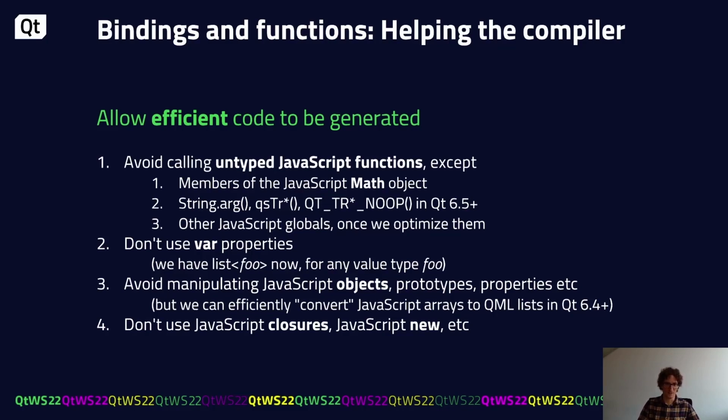Then you should avoid manipulating JavaScript objects, prototypes, properties, etc. Obviously, since all the properties of a JavaScript object are highly dynamic and can be of any type, we cannot say anything about that and won't generate any code from it. However, JavaScript array literals most prominently can be efficiently converted to QML lists since Qt 6.4. This works by not creating a JavaScript array in the first place, but directly creating the list. That's also why it's much faster in compiled mode than in interpreted mode. And just like JavaScript objects, prototypes, etc., JavaScript closures and JavaScript new are not really suitable for compilation to C++.